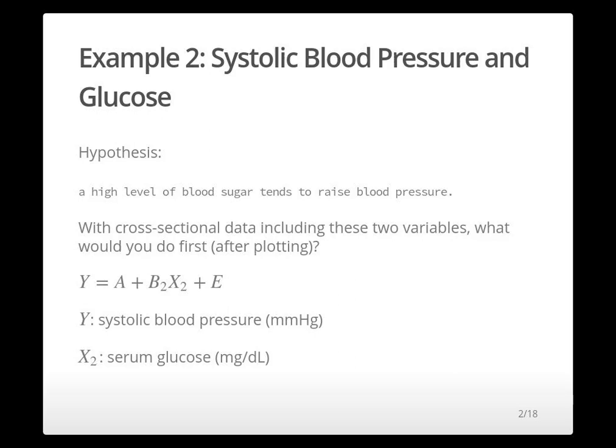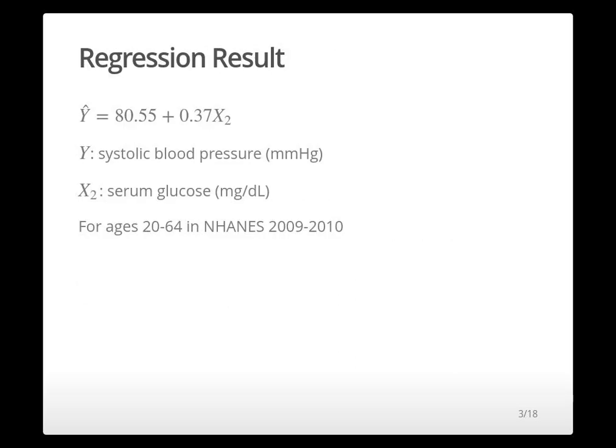The regression model should look like this. Here, Y is systolic blood pressure, and X2 is serum glucose. A and B2 are parameters to be estimated from data. This is the result of the regression analysis using the NHANES data on persons aged 20 to 64. According to this regression model, systolic blood pressure is predicted as 80.55 plus 0.37 times X2, which is serum glucose.